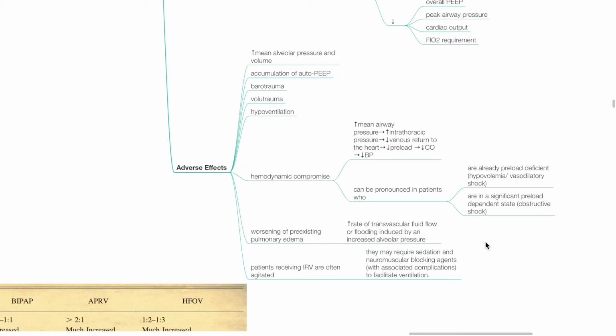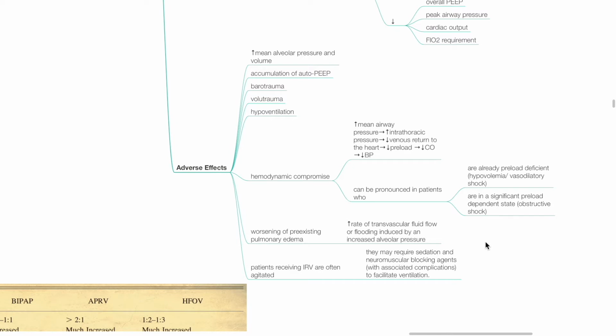Adverse effects of inverse ratio ventilation include increased mean alveolar pressure and volume, accumulation of auto-PEEP, barotrauma, volutrauma, hypoventilation, and hemodynamic compromise. Increased mean airway pressure increases intrathoracic pressure, which reduces venous return to the heart, reducing preload, cardiac output, and blood pressure. Hemodynamic compromise may be pronounced in patients who are already preload deficient, i.e. hypovolemia, or having vasodilatory shock, or are in a significant preload dependent state, such as in obstructive shock.